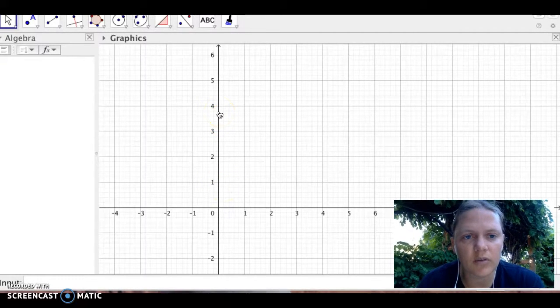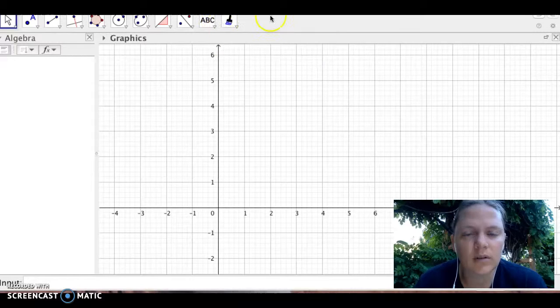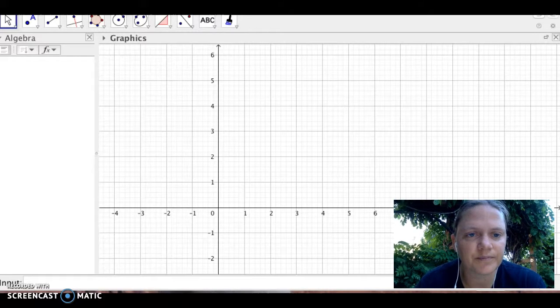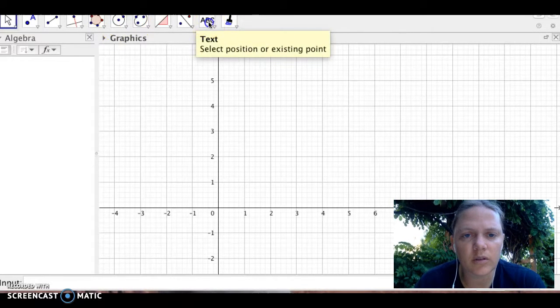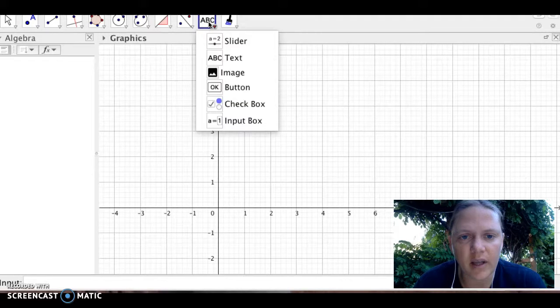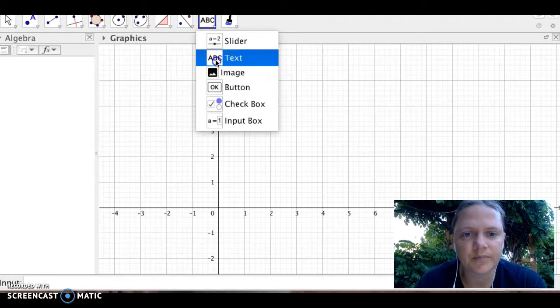Hi, I got a question today about perpendicular and parallel slopes of lines. So we're going to remember what a line actually is.